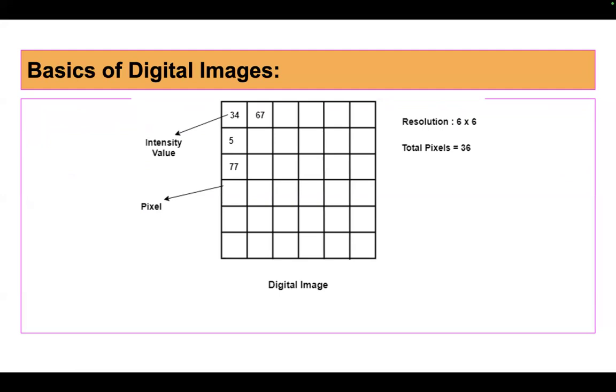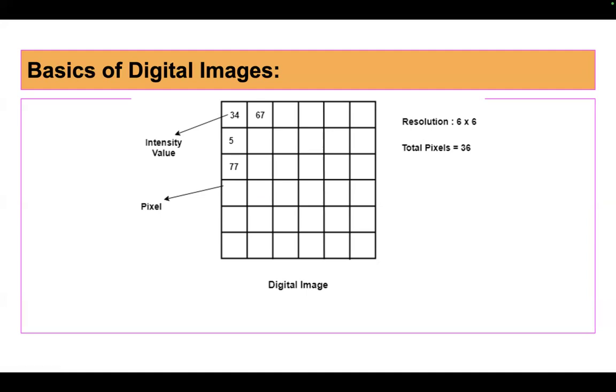That is a 6x6 matrix. Very good. 6 into 6 means these are 6 columns, right? And these are 6 rows. Now, 6 cross 6 will be the resolution, right? 6 cross 6 will be the resolution.